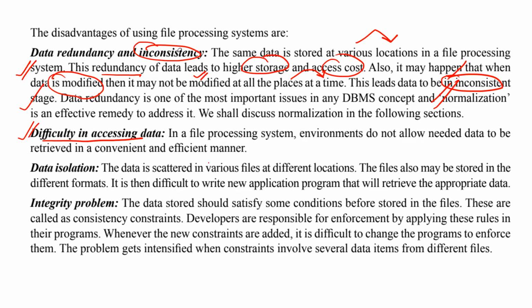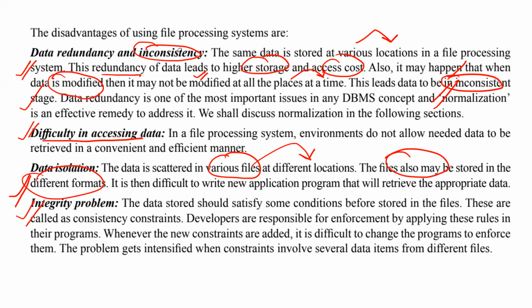Data isolation. The data is scattered in various files at different locations. The files also may be stored in different formats. Okay, so this is also one of the issues, that is, when there are different formats, it is difficult to write a new application program that will retrieve the appropriate data. Clear? Because in the new program, if the files are of different formats, we have to be very careful while programming. While programming the new application program, this is for that type or this is for a different type of format. Clear? This is also one of the issues.